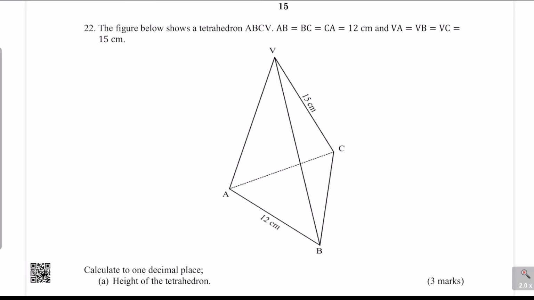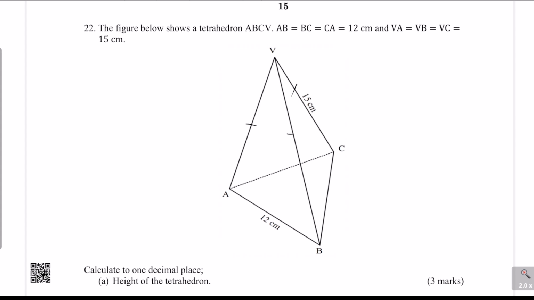The figure below shows a tetrahedron ABCV. AB equals BC equals CA equals 12 centimeters, and VA equals VB equals VC equals 15 centimeters. That means that all the slant heights are equal in this particular diagram. All the slant heights are equal. It is a right tetrahedron. First question: calculate to 1 decimal place the height of the tetrahedron.